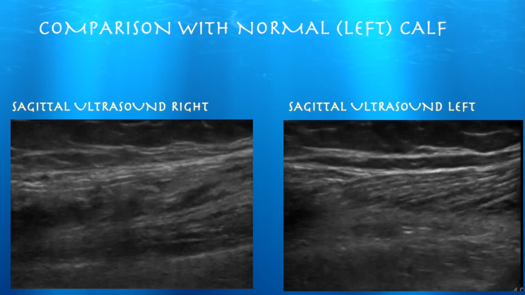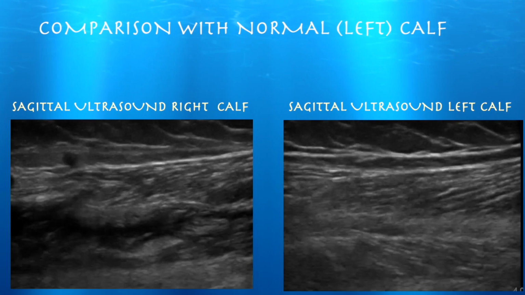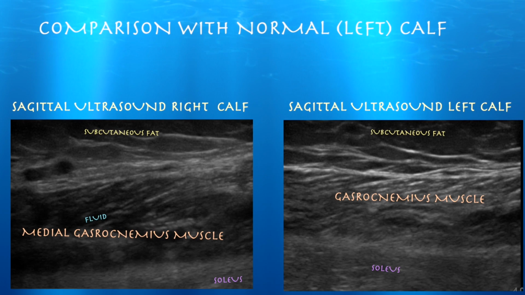Here again, here's our sagittal view. And we can again see some fluid extravasation within the medial gastrocnemius muscle.